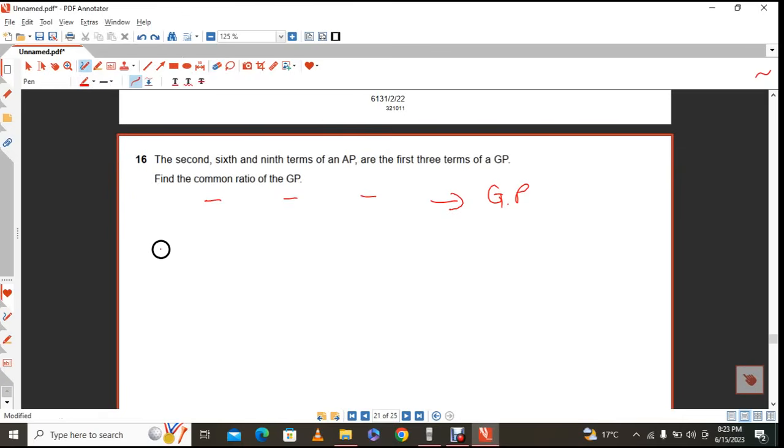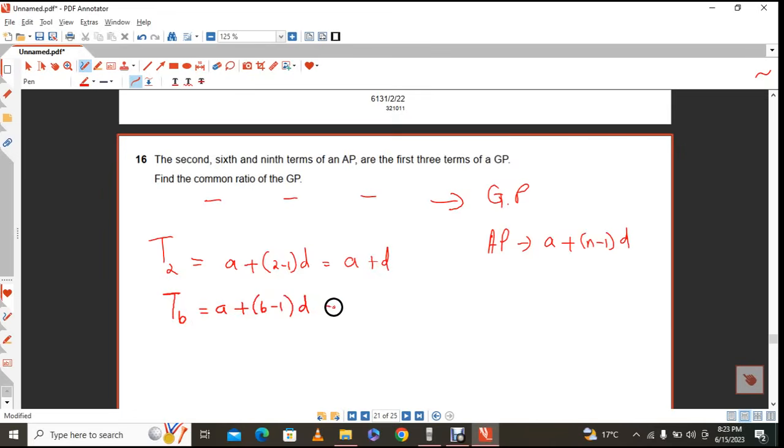I'm going to come to the second term. Let's talk about the second term of an AP. Remember, the nth term of an AP is given by the formula A plus (n minus 1) times D. So the second term is A plus 2 minus 1 times D, which is nothing but A plus D. Are you with me? Then the sixth term will be A plus 6 minus 1 times D, which is A plus 5D. Then the ninth term, T sub 9, will be A plus 9 minus 1 times D, which is A plus 8D.